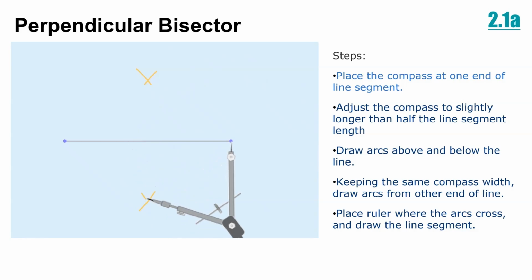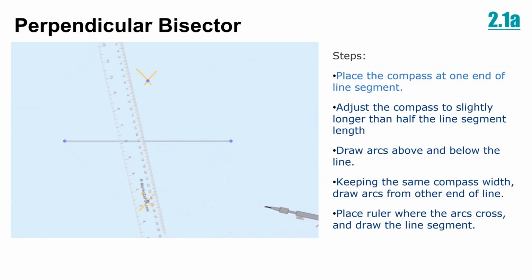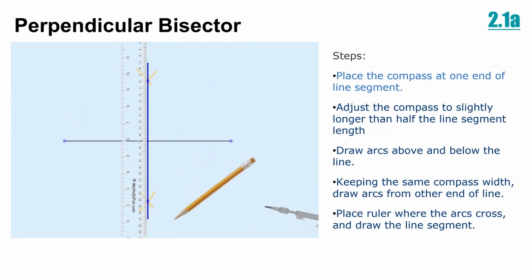Draw arcs above and below the line. Keep the compass the same width, and draw arcs from the other end of the line. Finally, place the ruler where the arcs cross, and draw the line segment.